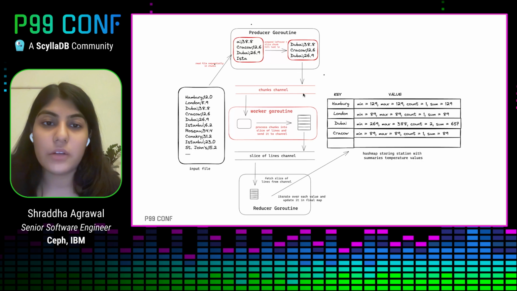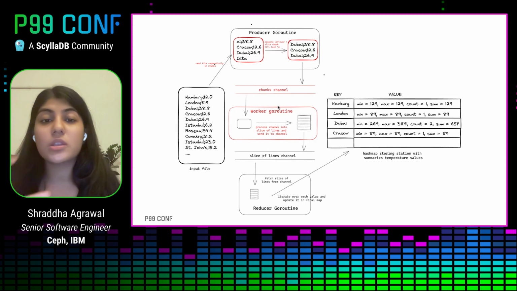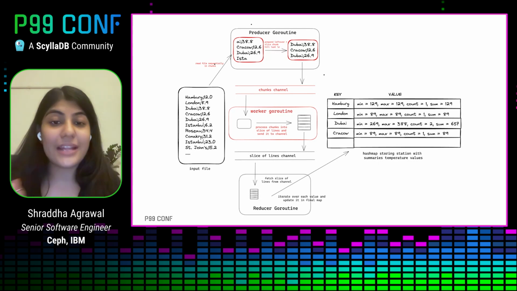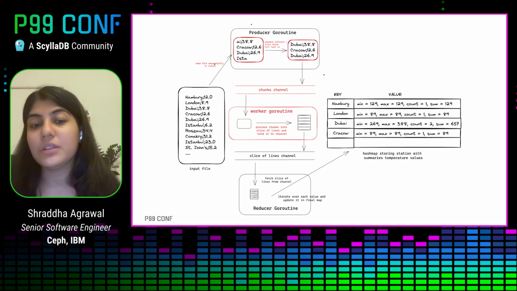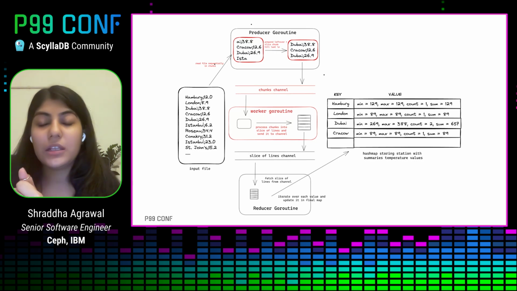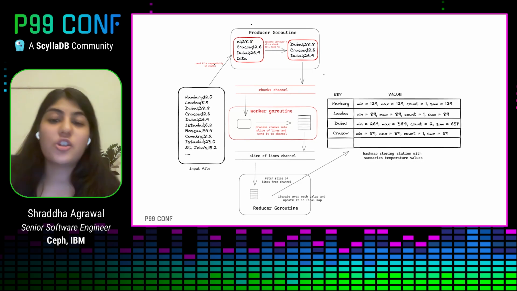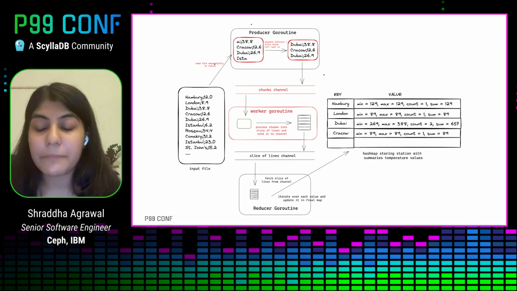So this is a new channel that we've introduced. And then we introduced a new worker goroutine, which is responsible to reduce this chunk that we've read into the slice of lines that our code was already dealing with. And then the reducer goroutine will get these slices of lines from the channel and then parse them down to get the temperature and city values and insert them in the summarized map.